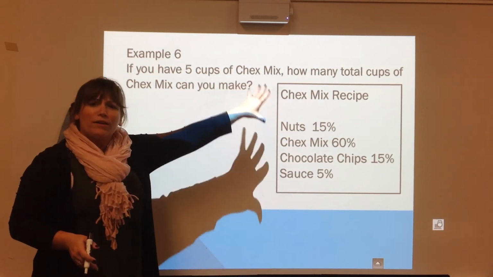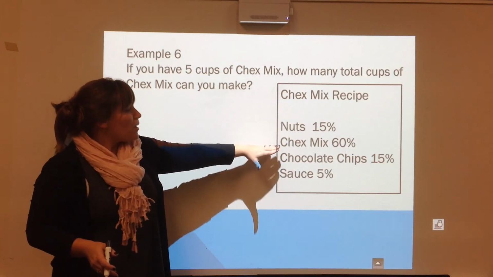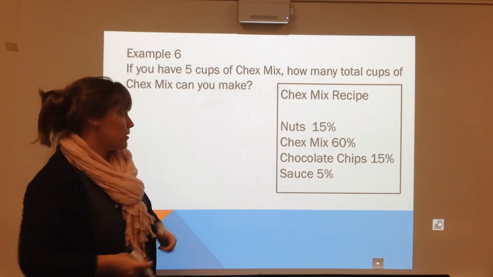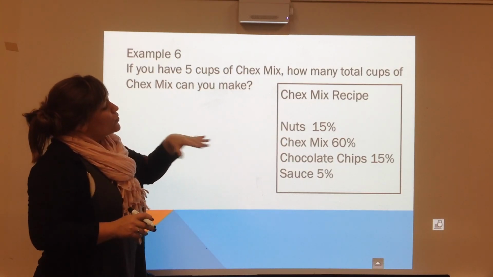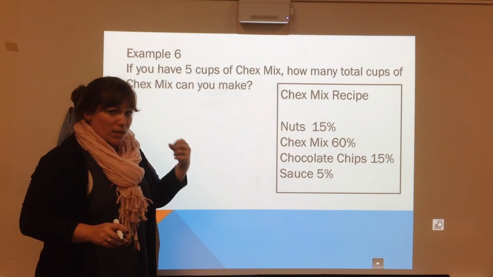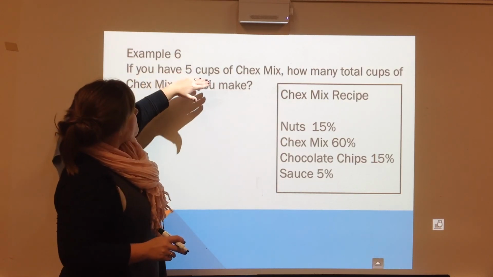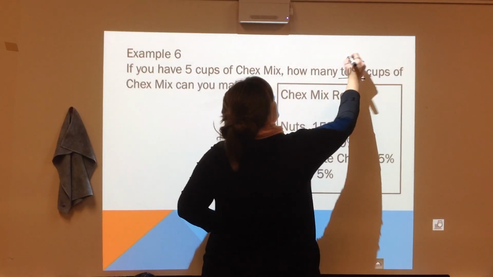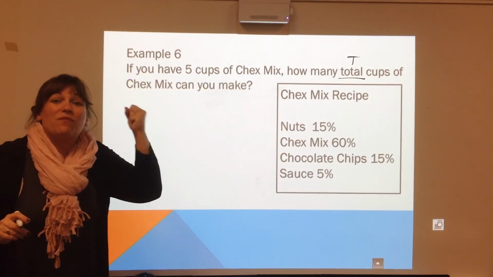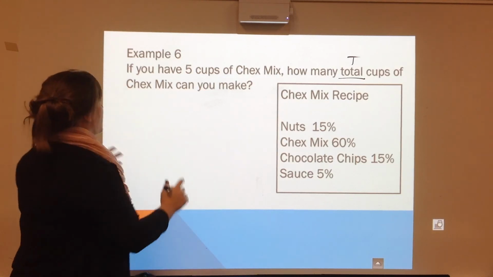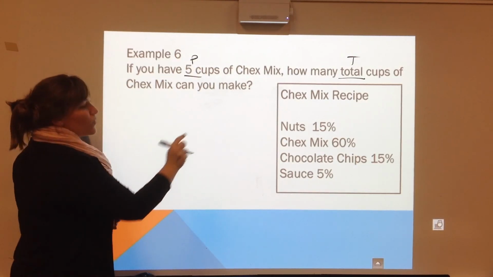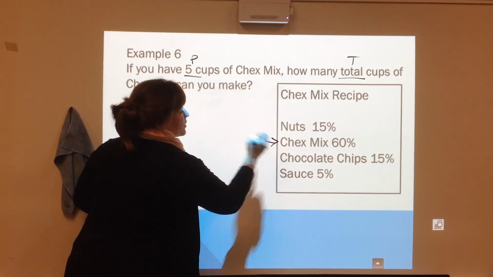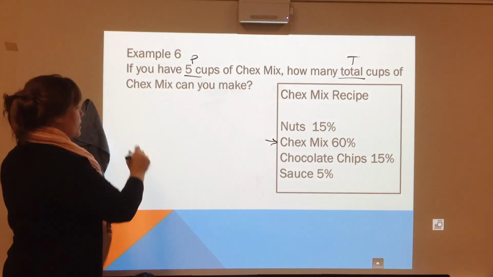One cup of Chex Mix is made up of different things: Chex Mix, nuts, chocolate chips, and a little bit of that sauce that ties it all together. So we have to use these percentages. If you have 5 cups of Chex Mix, how many total cups can you make? So this is very clear. We're finding the total, and we have a part. The percentage is what we need to find from the table. We're dealing with the Chex Mix. I'm going to use the skeleton.